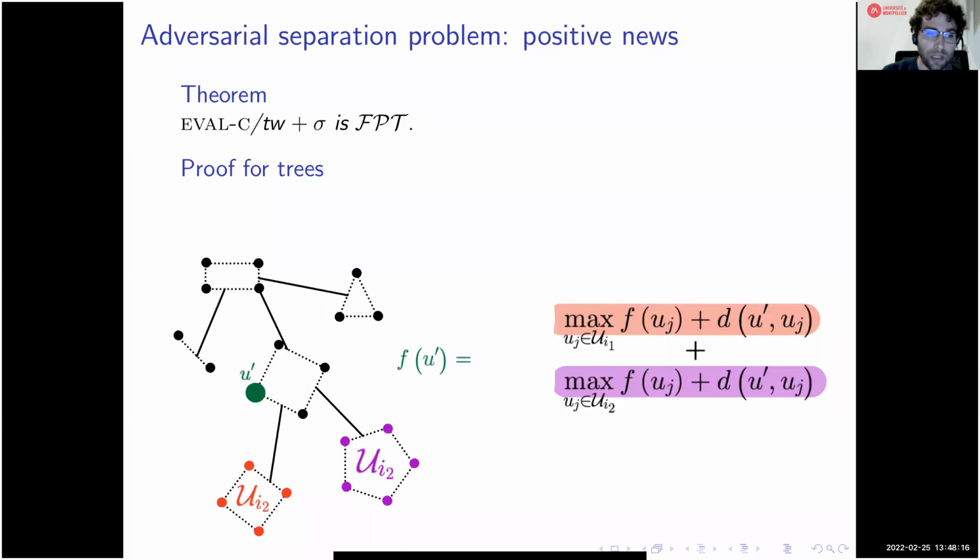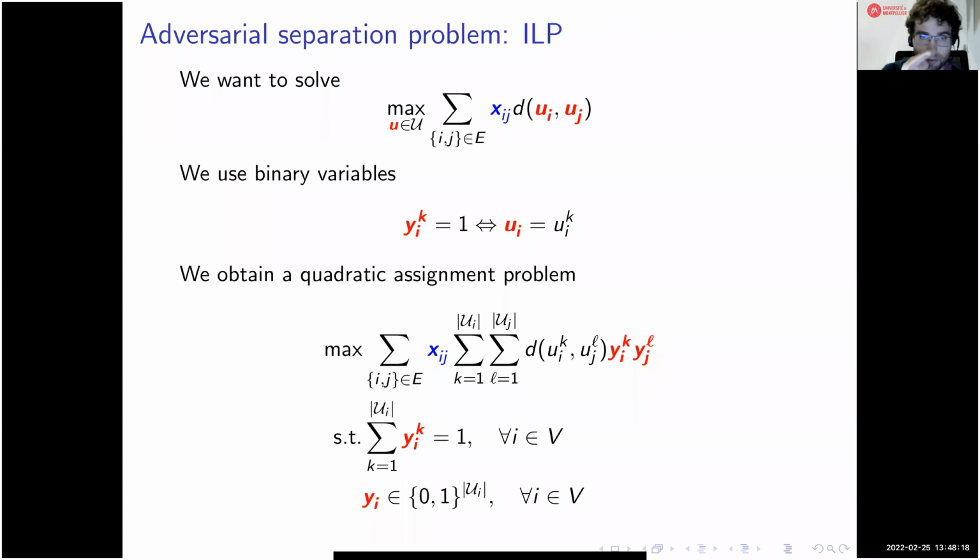If you have a very general structure that has a large treewidth, this will not work. So instead, you could use ILP. So how do we do that? Remember that you want to solve this problem here. Okay, so you want to maximize over U here. And so what we do is we introduce binary variables. So binary variable y_ik will be equal to 1 if a node number i will be located exactly at position u_ik. And then if you do that, you get this quadratic assignment problem.